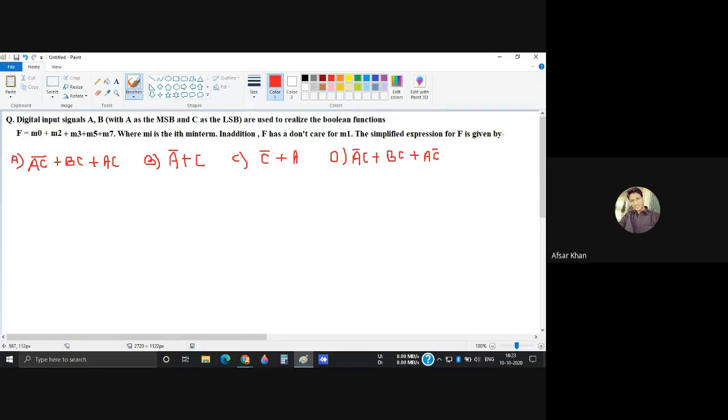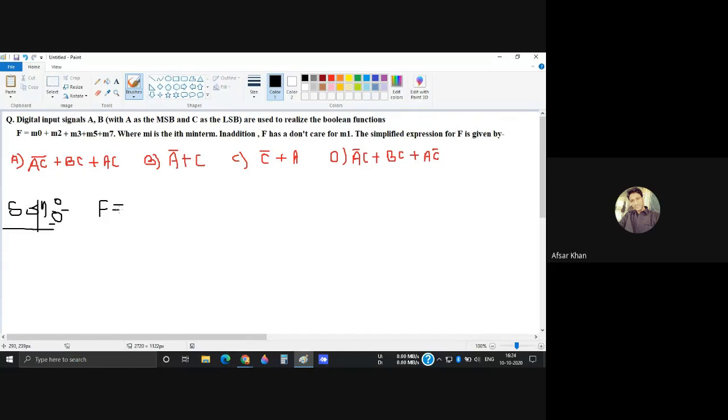Have you done with the question, students? Yes, sir. Okay. So for this, we can solve it with the K-map, students. First we have to write down the expression. So in the solution, see. So what is f?